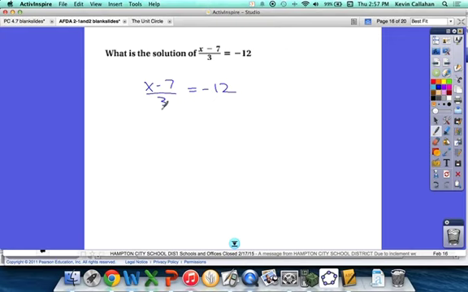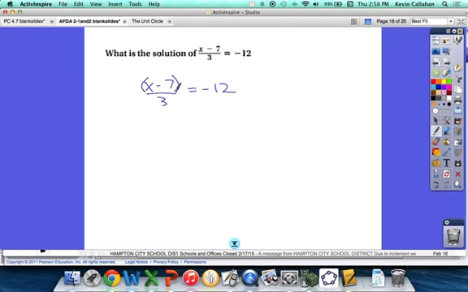Now, how many terms are there on the left-hand side? And there's only one, right? There's only one term, because when you have a fraction bar like that, that is like grouping the x minus 7 together in one fraction.